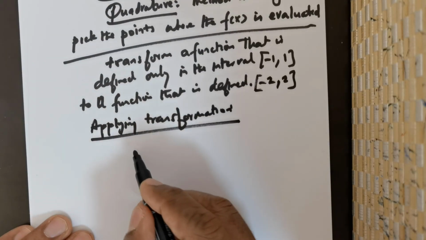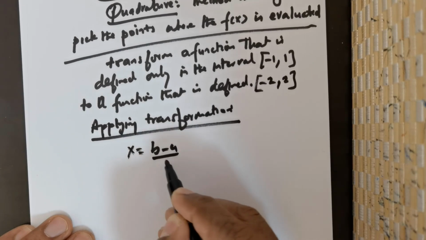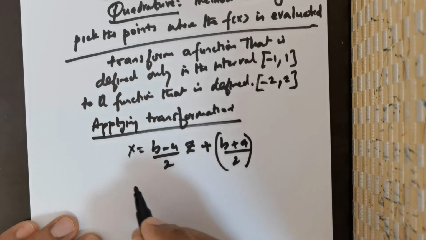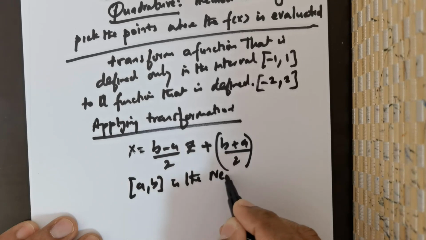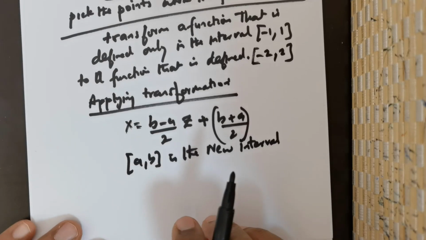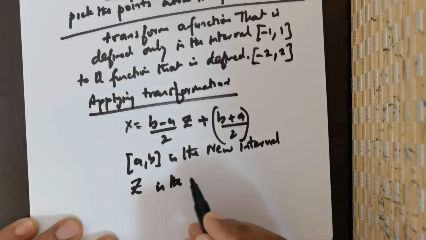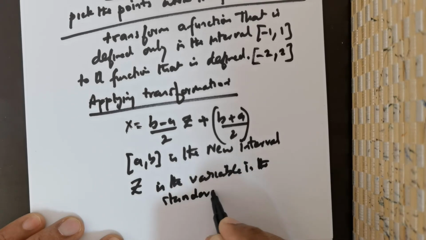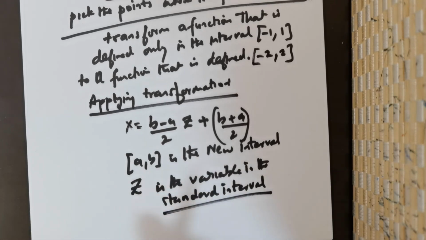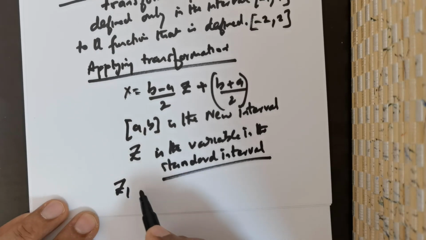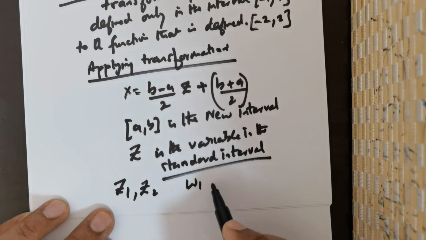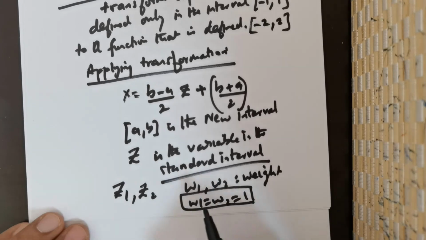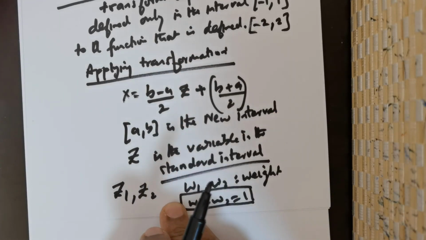I applied the following transformation: x is equal to (b minus a) divided by 2 times z plus (b plus a) divided by 2. So this is the transformation formula where a, b is the new interval, and if you remember, I also utilized z, and z is the variable in the standard interval. Now how did I get the value of z? We used the 2-point quadrature z1 and z2, and remember w1 and w2 are the weights, and in the previous question I have taken w1 equal to w2 equal to 1. So these are the procedures that I have actually implemented to achieve the result.